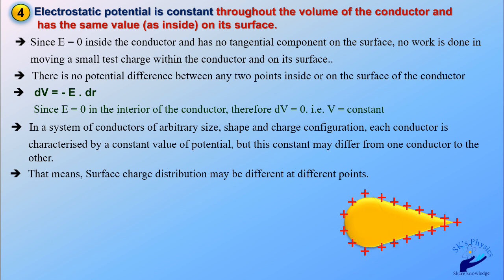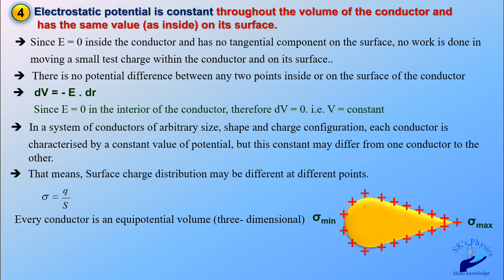That means surface charge distribution may be different at different points. Now here for some charge configuration, every conductor is an equipotential volume in 3 dimensions. We know that sigma is equal to Q by S. So for a small surface area, that is sigma maximum, and sigma minimum for a big area element.